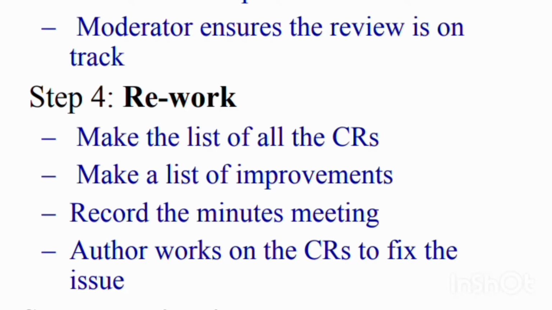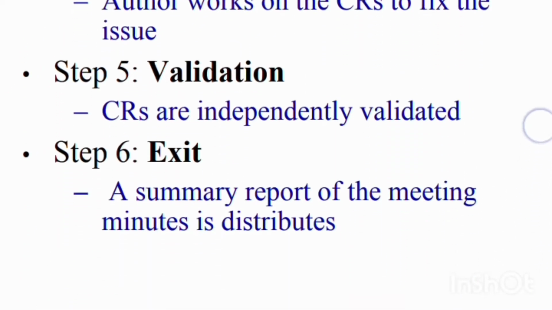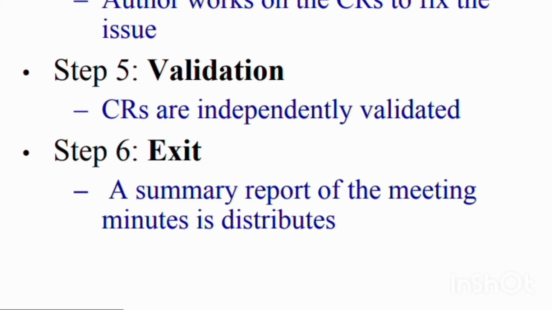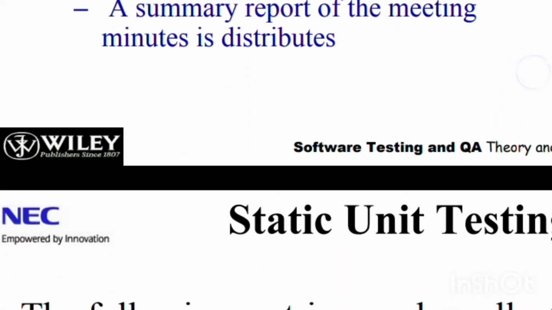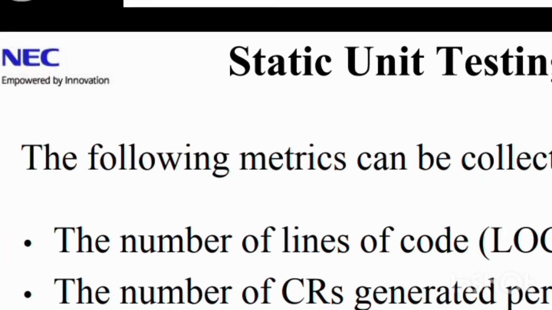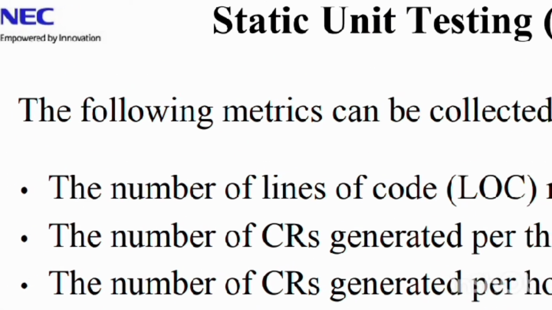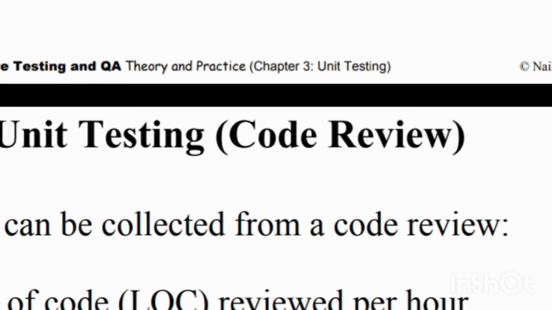Step 4, rework. Make a list of all the CRs, make a list of improvements, and record the minutes of the meetings. The author works on the CRs to fix the issues. Step 5, validation: CRs are independently validated. Step 6, exit: a summary report of the meeting minutes is distributed. So, that is static unit testing, code review.